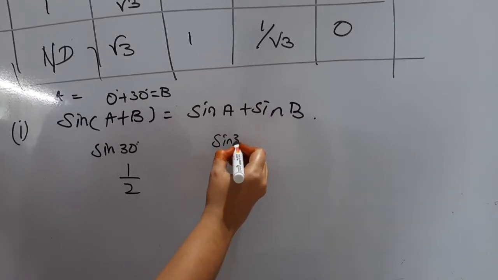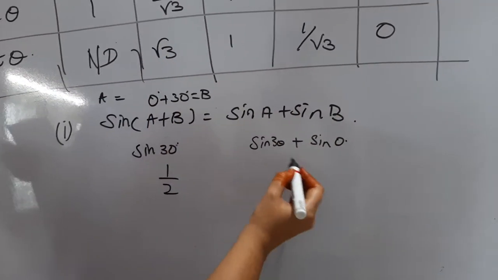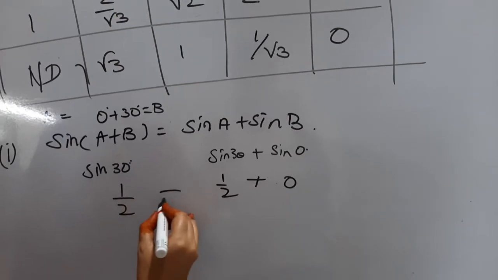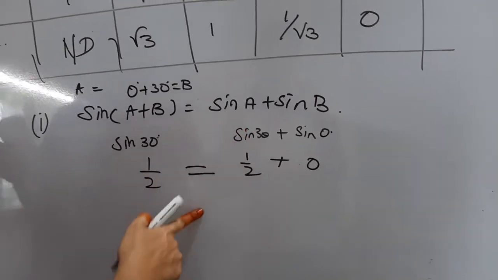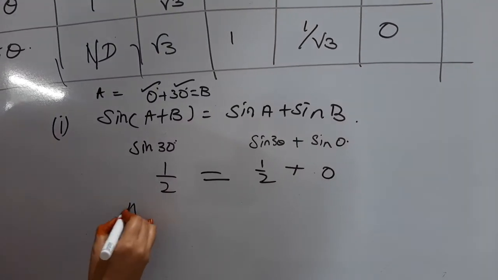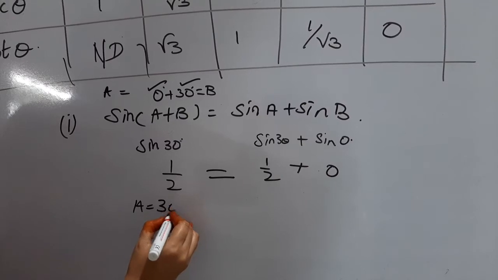Now, I am going for the right hand side. Sin 30 and sin 0. Sin 0 is 0, sin 30 is 1 by 2. When I add these two values, it is true for the values 0 and 30. Let me check for 30 and 60.